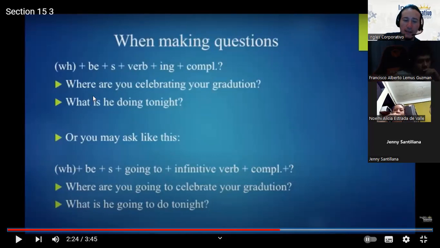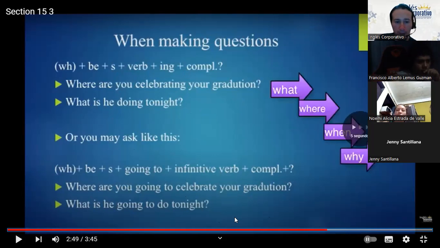Si ustedes ven acá, dice, ¿dónde vas a celebrar tu graduación? ¿Dónde celebrará? Sí, ¿dónde vas a celebrar tu graduación? Y acá, pues, prácticamente lo mismo. ¿Dónde vas a celebrar tu graduación? Es prácticamente el mismo significado. ¿Ok? ¿Qué estarás haciendo esta noche? ¿O qué vas a hacer esta noche? Y de esta forma, estamos preguntando lo mismo. ¿Ok?